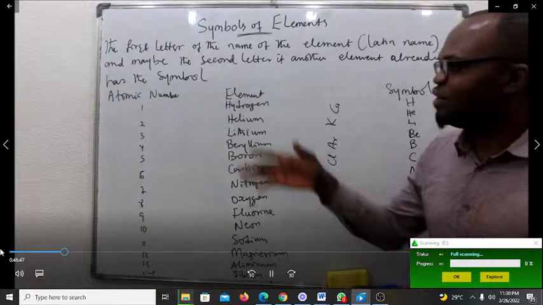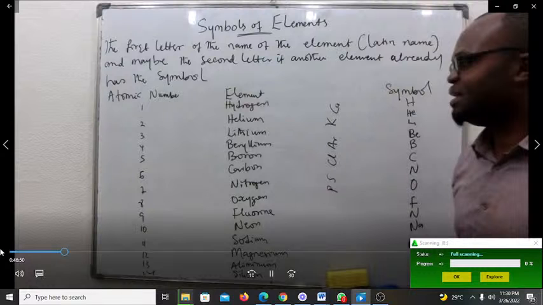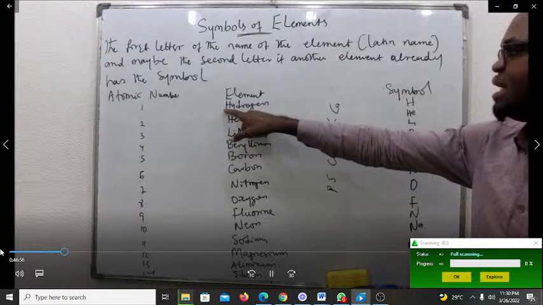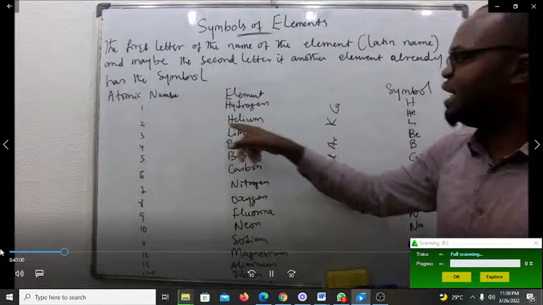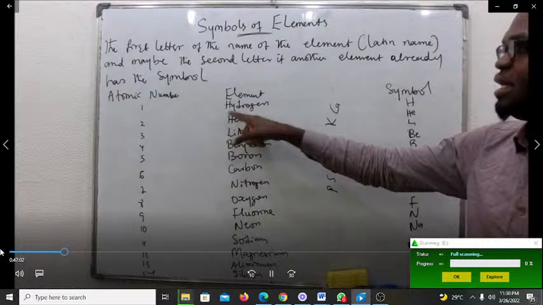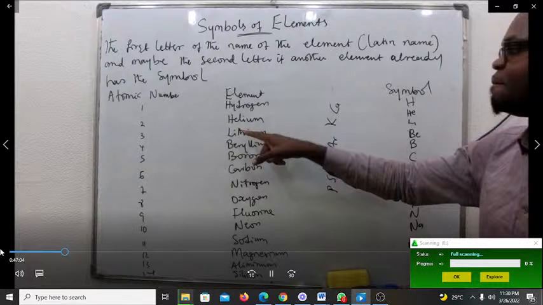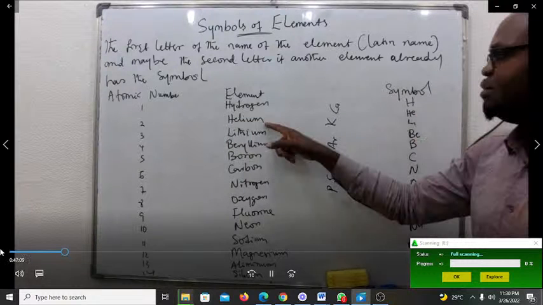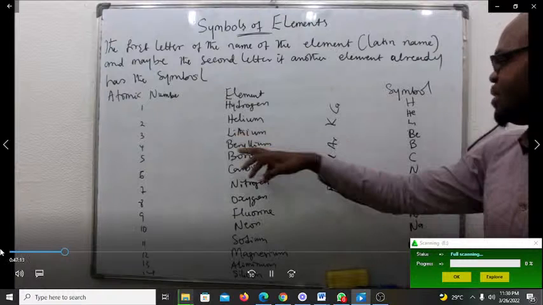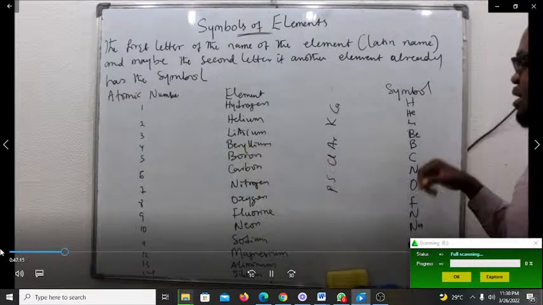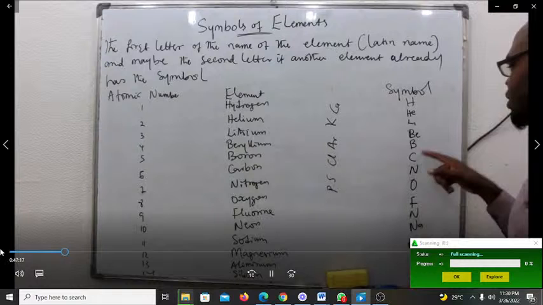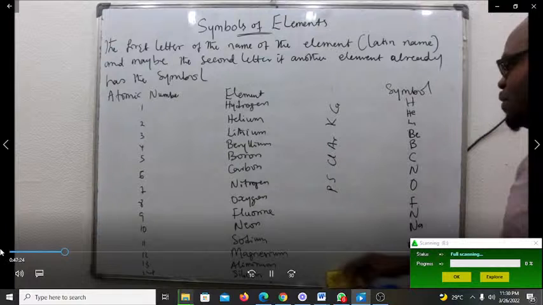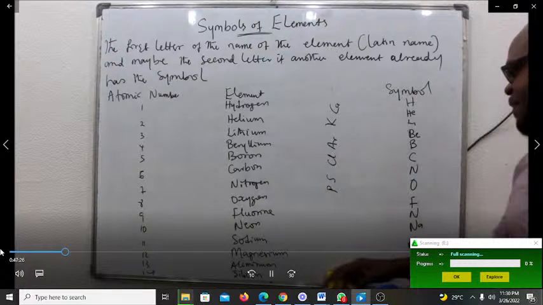We're going to be looking at the first 20 elements and their symbols. Element number 1, hydrogen. The first letter is H, so the symbol is H. Element number 2 is helium. Because H is already taken, we use the first letter plus the second letter, so we have He as the symbol of helium. Lithium is Li. Beryllium is Be, because we already have boron as B. Carbon is C. Nitrogen is N. Oxygen is O. Fluorine is F. Neon is Ne.